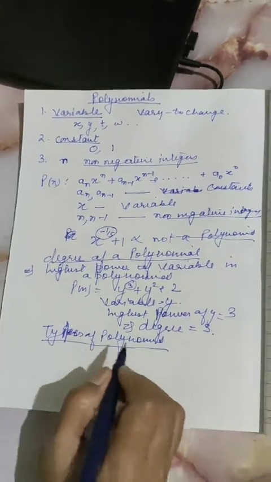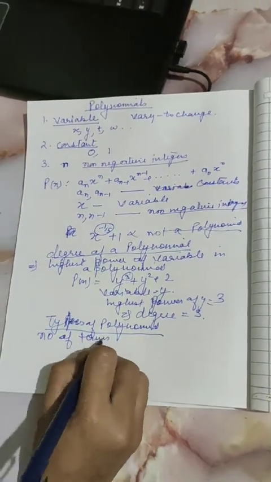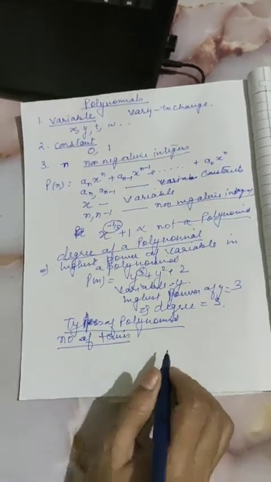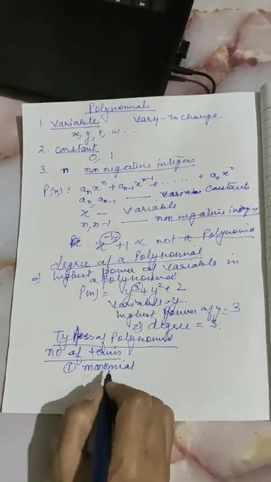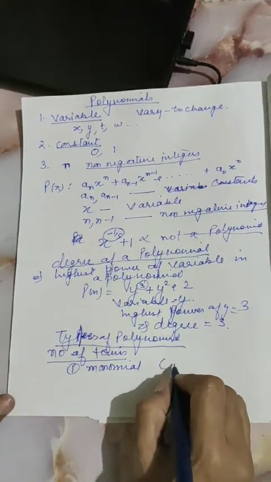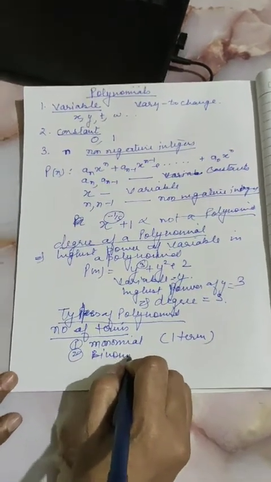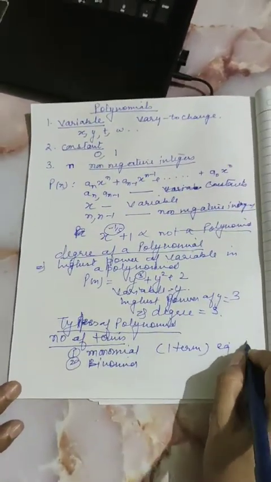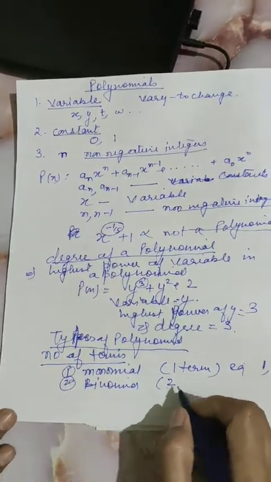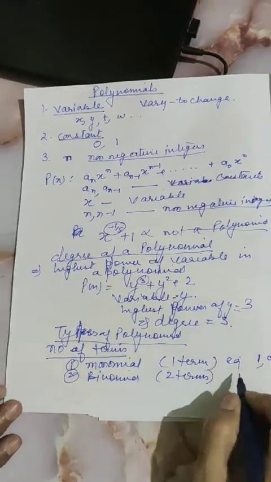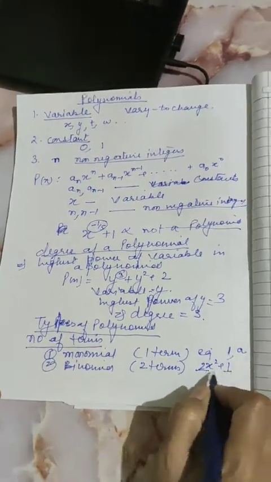If we classify on the basis of number of terms, then they are of the following types. The first is monomial, that means a polynomial with one term. Second, binomial. It's a polynomial with two terms like 2x square plus 1. So two terms are there.